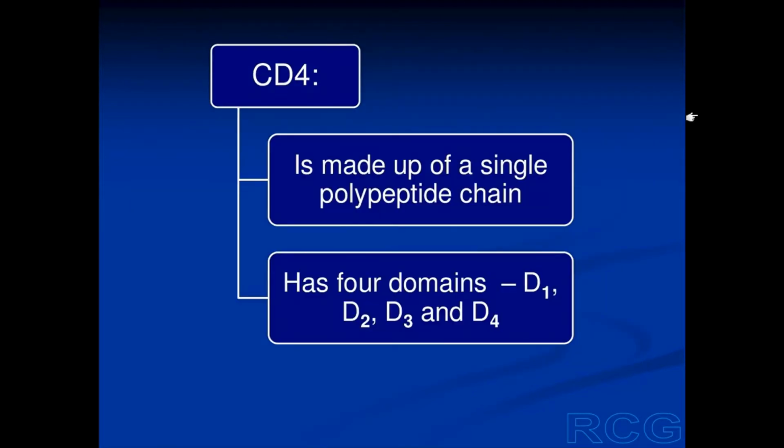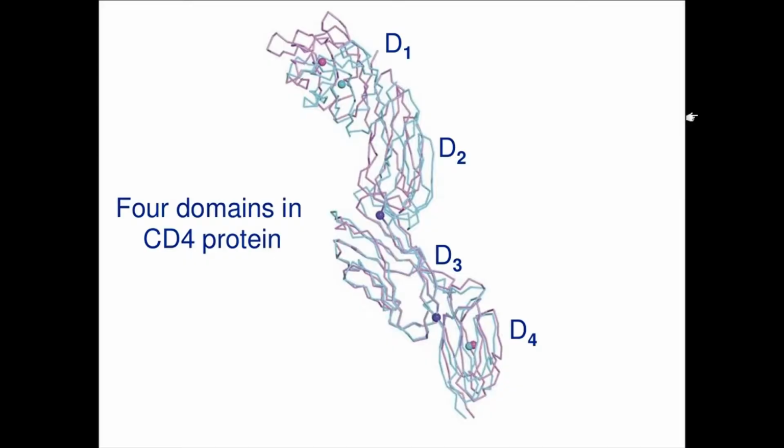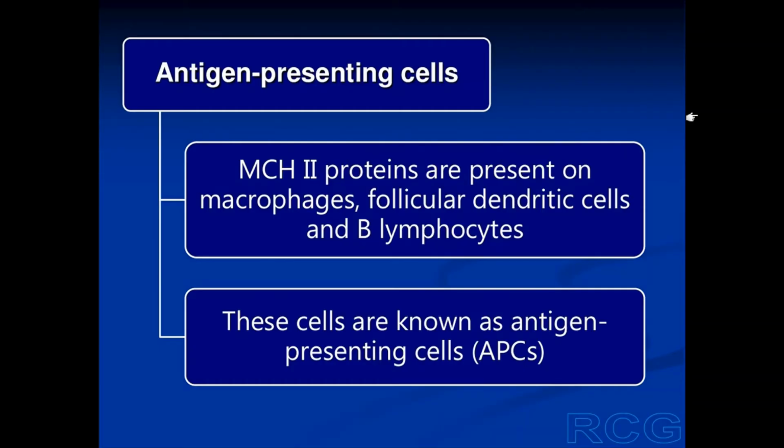This CD4 is made up of a single polypeptide chain and has four domains, that is D1, D2, D3 and D4. Here is the structure of these CD4 domains, with the four domains D1, D2, D3 and D4, and another is the antigen presenting cells.